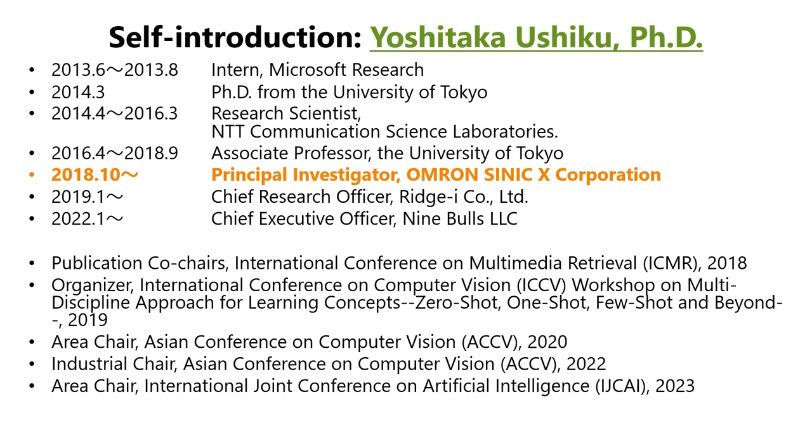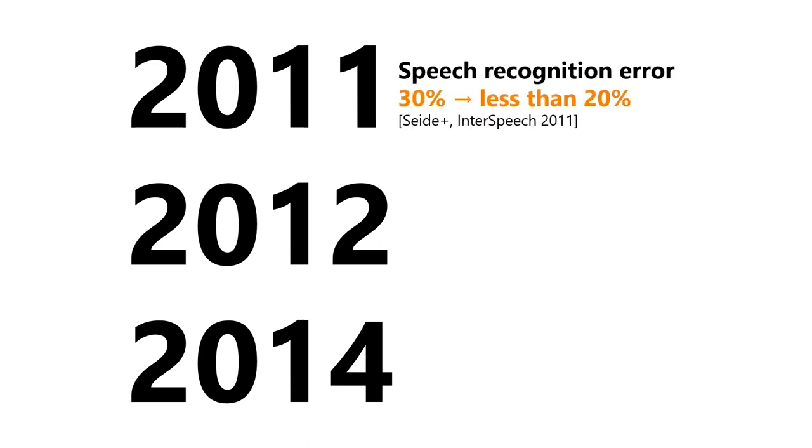I would like to introduce three numbers. What do these numbers represent? They represent 3 years that we experienced major events in our field of research. First, in 2011, the telephone speech recognition error rate improved by 10 percentage points. This is a shocking event in the speech signal processing community as it occurred at the benchmark where further significant improvements in accuracy were thought to be difficult to achieve.